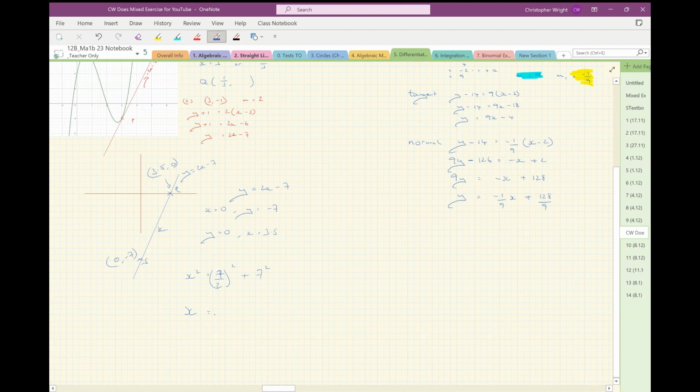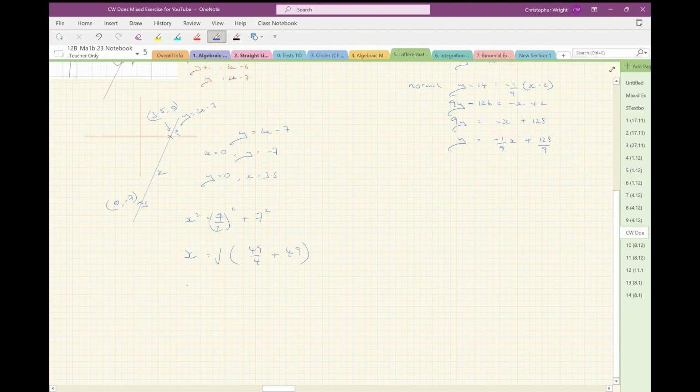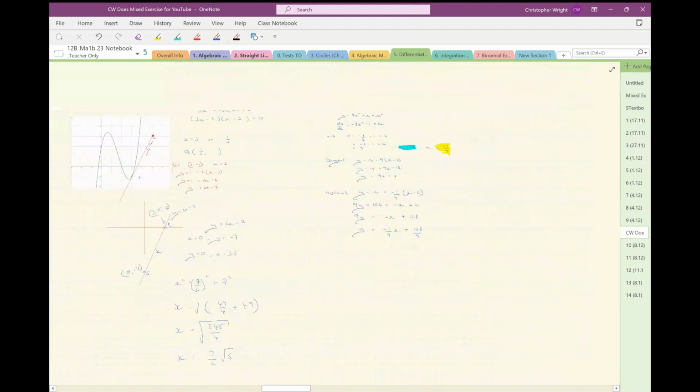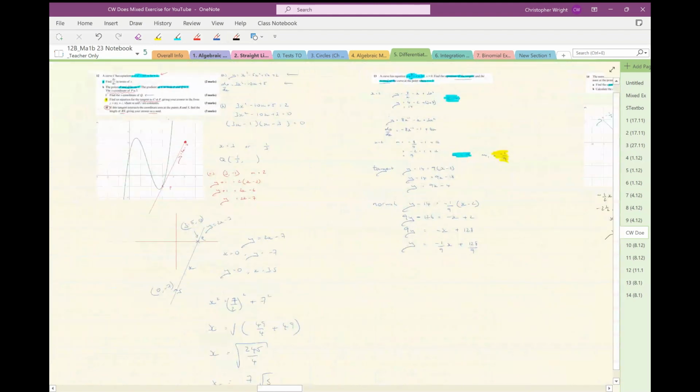Well, let's just have a look at that. x would be the square root of, well, that 7 over 2 squared is 49 over 4, plus 49. Okay, so if I put that in my calculator, I get 245 over 4, and I need to square root that. If I square root that on my calculator and give my answer as a surd, I get 7 over 2 times root 5, and that is the distance from R to S as a surd, and that is question 12.